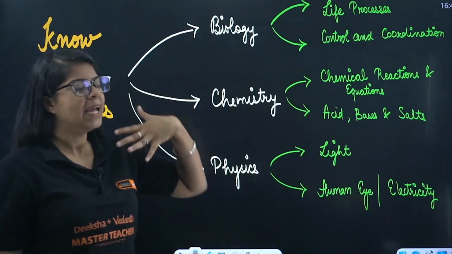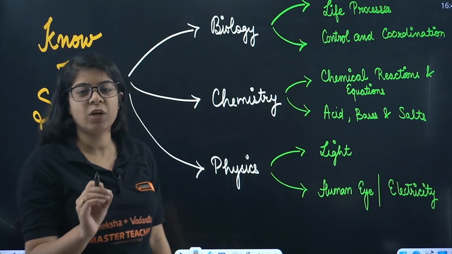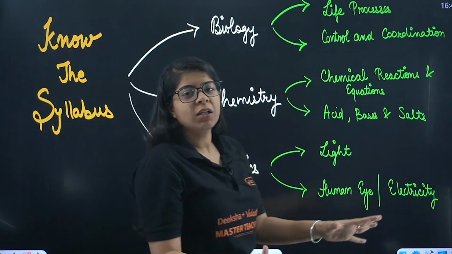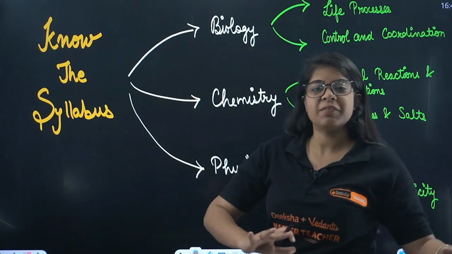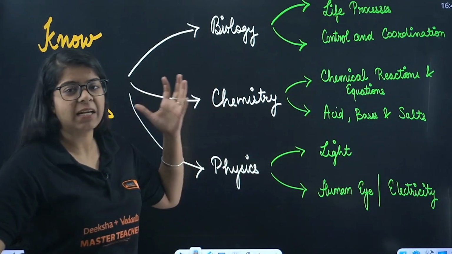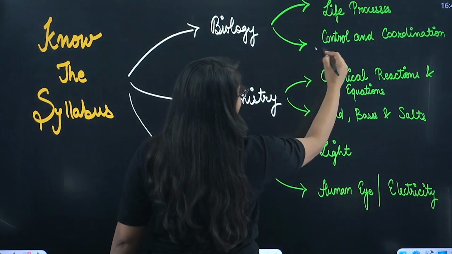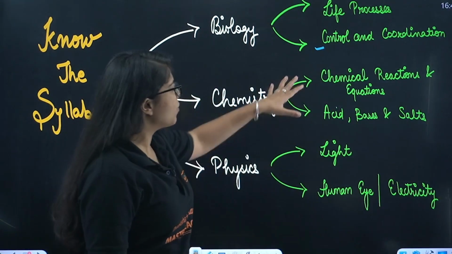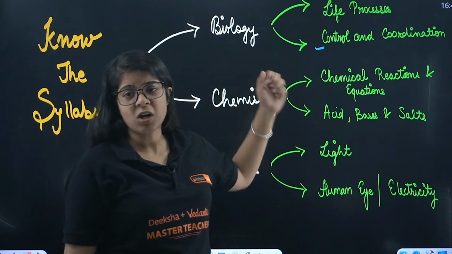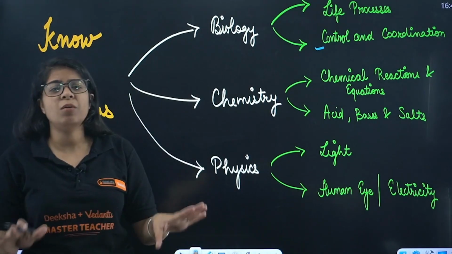Now these chapters are basically what will come into your PT test. Different schools can decide their own syllabus, right? But these are the major chapters that are almost always covered. In biology we have life processes, control and coordination, chemical reactions and equations, acids, bases and salts, and in physics we have light and human eye. Now this we all mostly know.